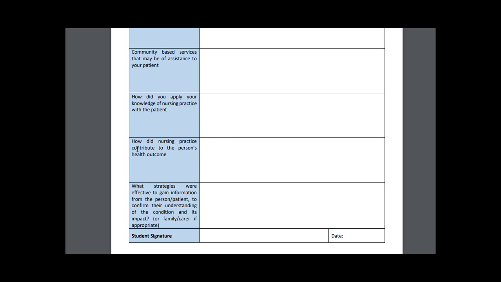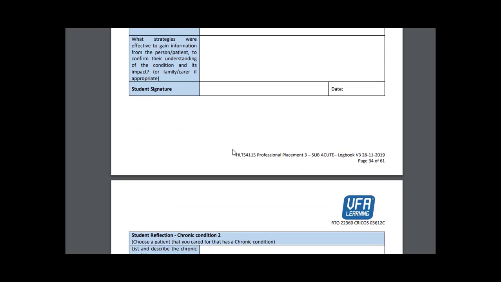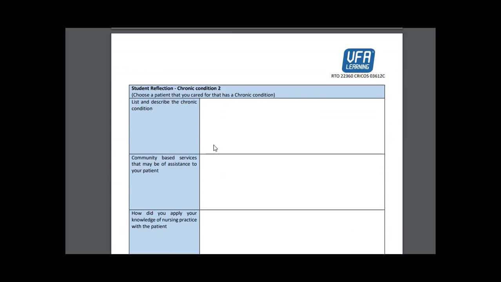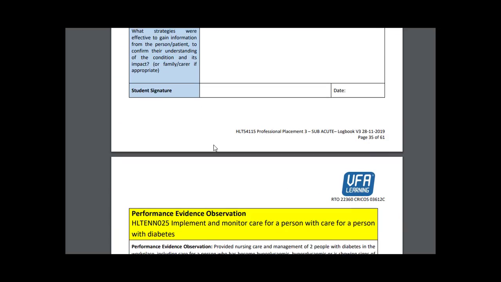And how did you make a positive contribution to that person's outcome? And also what strategies were effective in helping the person understand more about their condition, or their family member. Obviously, it's the same again for the second condition.